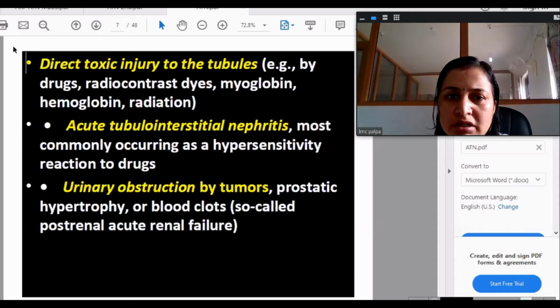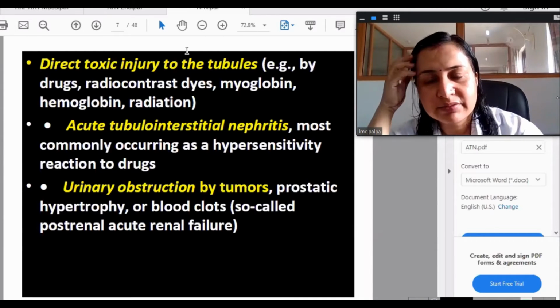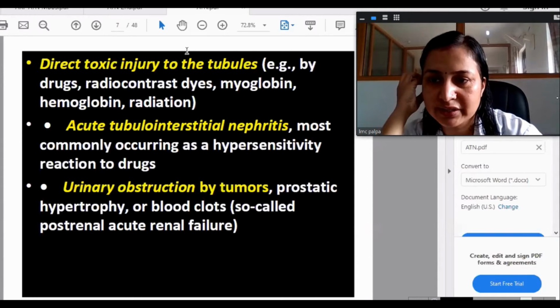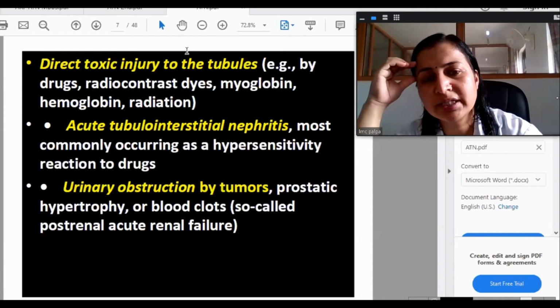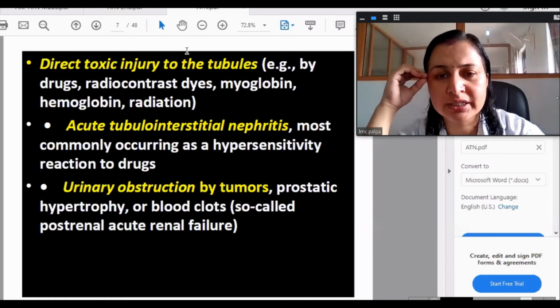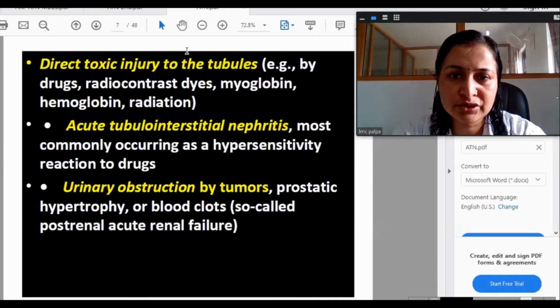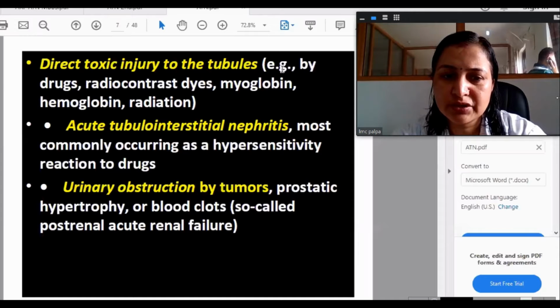Now comes to other categories. Acute tubulointerstitial nephritis most commonly occurs as a hypersensitivity to a drug rather than some organism. The organisms basically are responsible for causing what? Pyelonephritis, isn't it? The whole renal parenchyma is involved. Isolated glomerulonephritis or tubulointerstitial nephritis are due to autoimmune or immune mediated mechanisms or hypersensitivity reaction due to drugs and many other factors. Then causes of urinary obstruction.